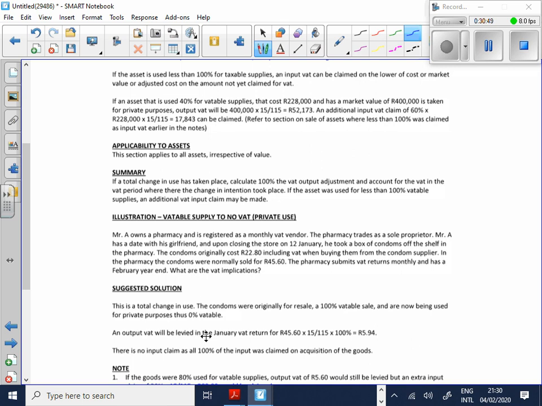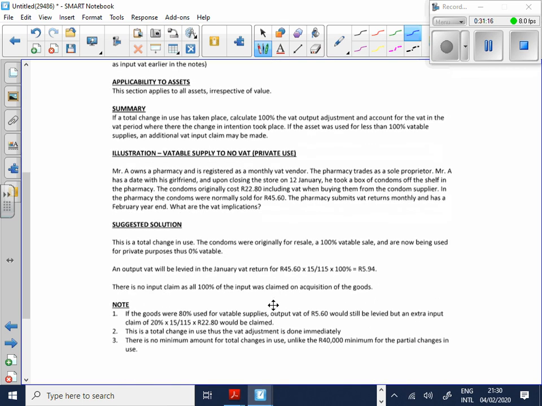So guys, that's a total change in use. Now guys, is it an input or an output if you go from VAT to non-VAT? Guys? It's an output. So what do you do? SARS wants to maximize the amount of output. So what do you do it based on? Market values. Can you see in the solution it's based on the higher number, $45.60, times 15 over 115, $5.94. Guys, comfortable?